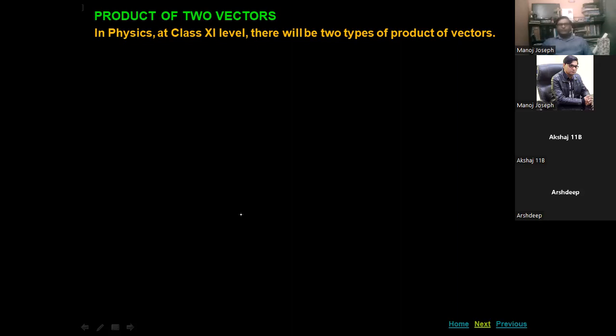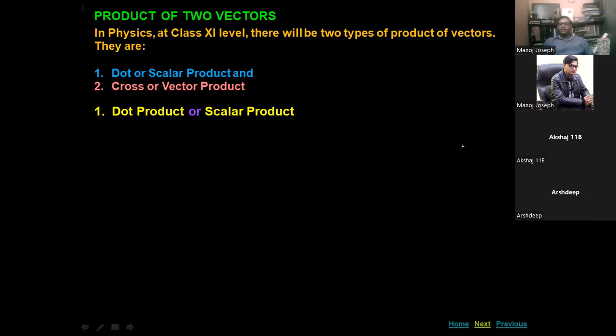Now, how to multiply vectors? That is the product of two vectors. In physics at class 11th level, there are two types of product of vectors. The first one is the dot product and the second one is the cross product. So the dot or scalar product, and the cross or vector product.